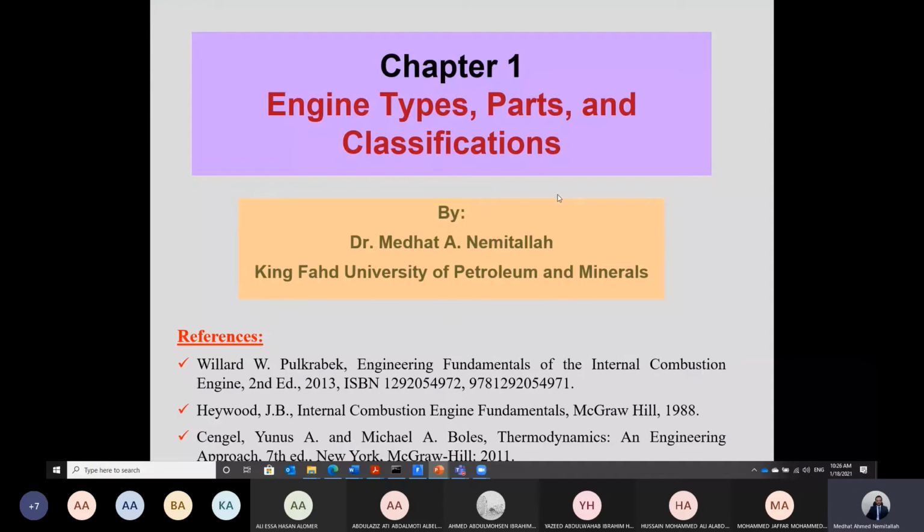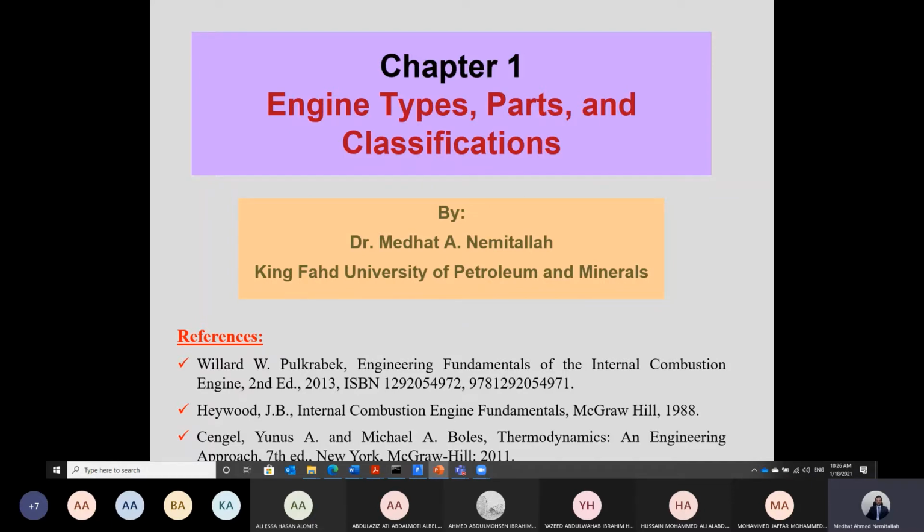Let's start, guys, today's class, chapter 1, which is the engine types, parts, and also the classification of the engine. As I told you, guys, you can just follow from the book, but inshallah you will find all of the information, all that you need, in the slides.